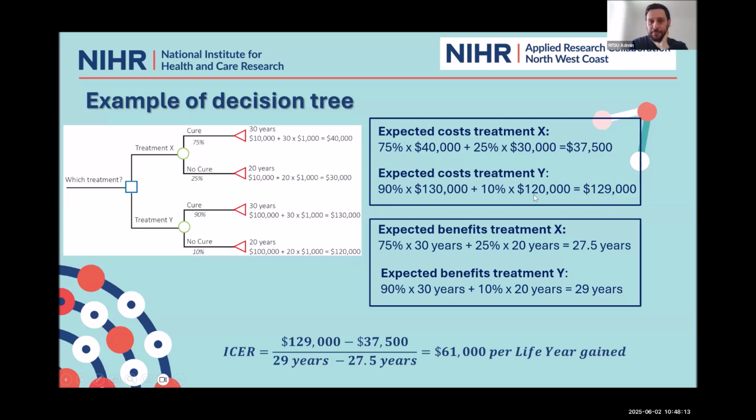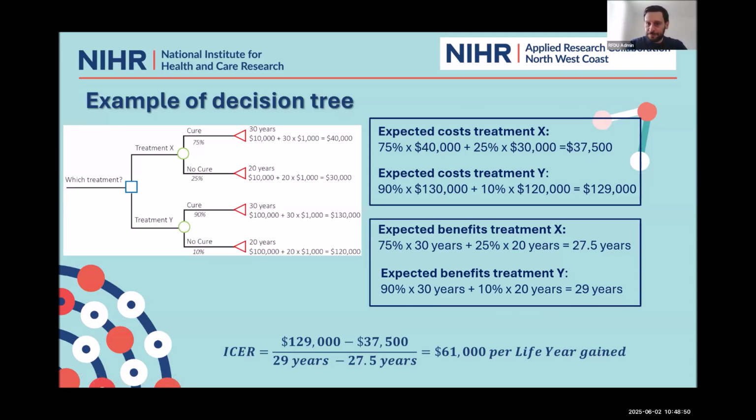A similar type of calculation will apply to the benefits. So if I'm going to live 30 years after receiving treatment X and being cured, there is a 75% probability of being cured. So I will need to apply that probability, and I will need to apply the probability of not being cured to the life expectancy of not being cured as a result of receiving treatment X. And I will end up with 27.5 years. In treatment Y, instead, the expected benefit will be 29 years. Again, similar calculations, okay?